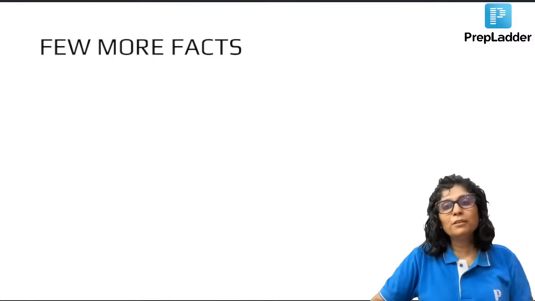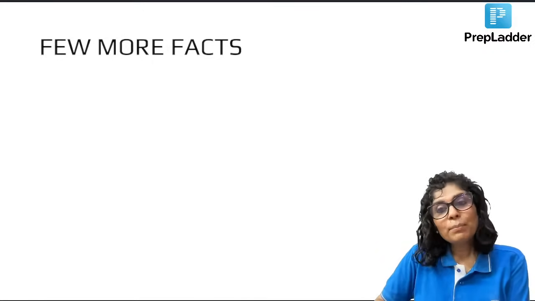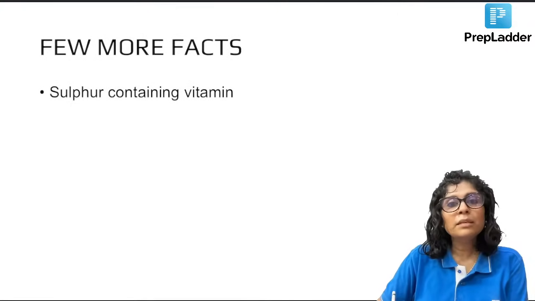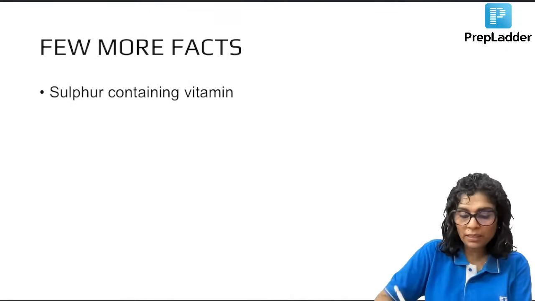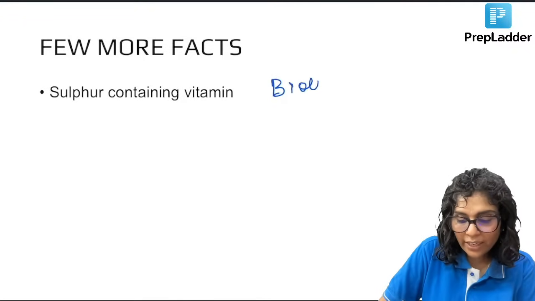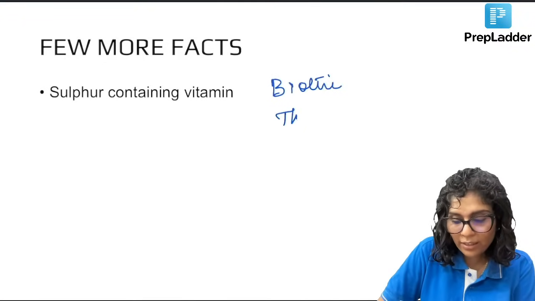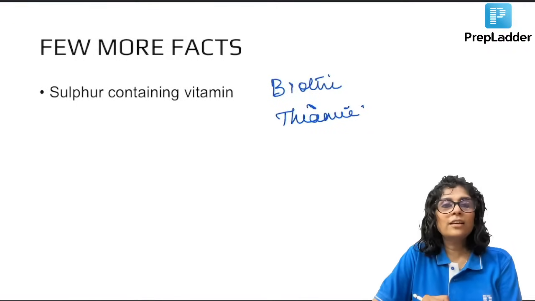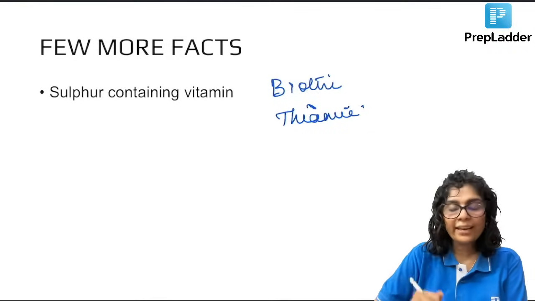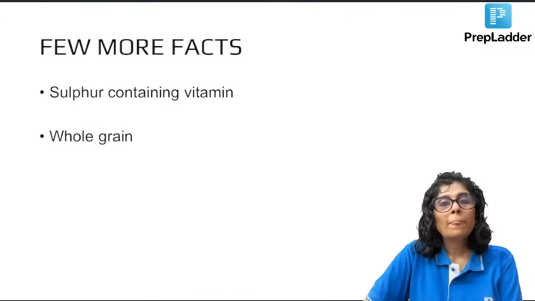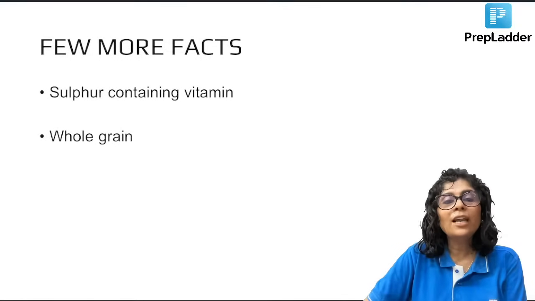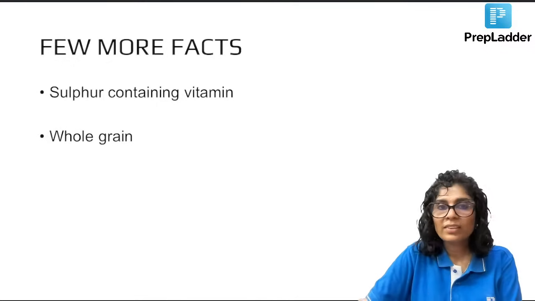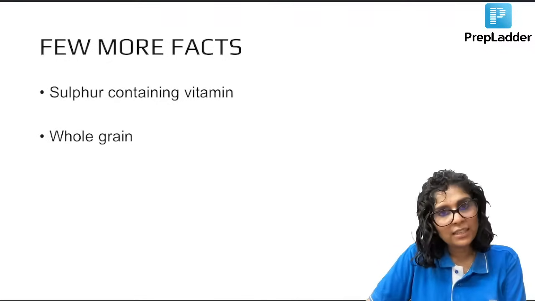A few more facts about thiamine. Thiamine is a sulfur containing vitamin. There are 2 sulfur containing vitamins. One is biotin, the other one is thiamine. Second fact is, as I told you, whole grains can act as a source of thiamine. Once you polish rice, the aleurone layer is removed and that causes thiamine deficiency. That's all about thiamine.